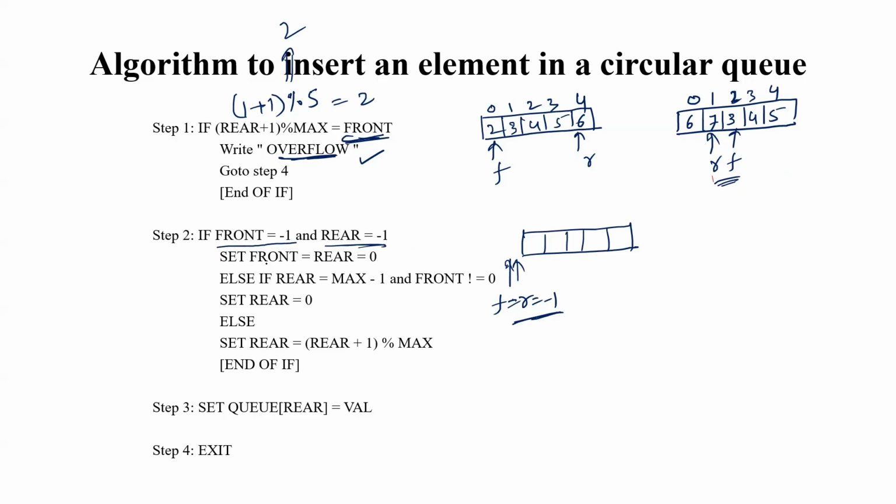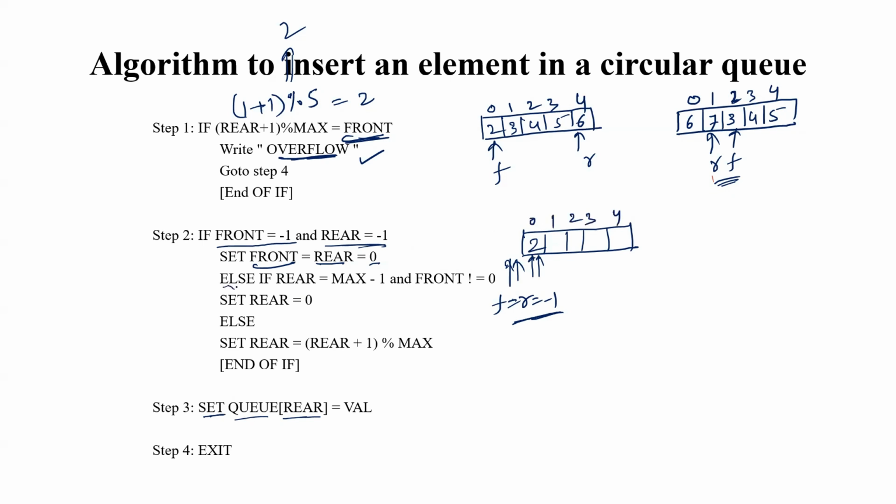Then if you want to insert the element, simply you can set front is equal to rear is equal to 0. The pointers front and rear will come on the first position. And then in step number 3, we can insert Q of 0 is equal to value. So Q of 0 is equal to the value will come on the 0 index.